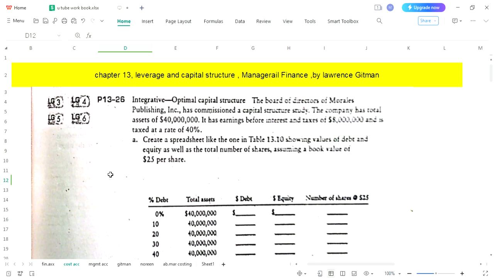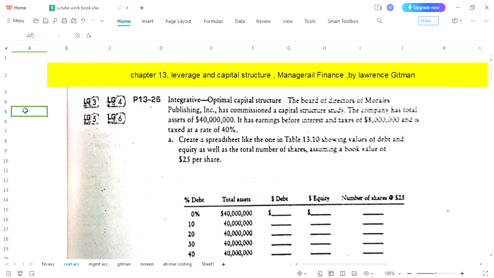Today's target is to solve question number 13.26, chapter number 13, Leverage and Capital Structure, Managerial Finance by Lawrence Gitman. I would like to say that 13.26 is basically a very practical question, good practice for managers, and the size of this question is a little abnormal. The size is a little different.